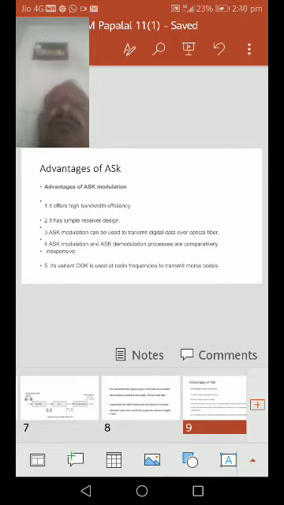Advantages of ASK: it offers high bandwidth efficiency. Second, the receiver design is very simple. Third, ASK modulation can be used to transmit digital data over optical fiber. ASK modulation and ASK demodulation processes are comparatively inexpensive. A variant, on-off keying, is used for radio frequencies to transmit Morse code signals.